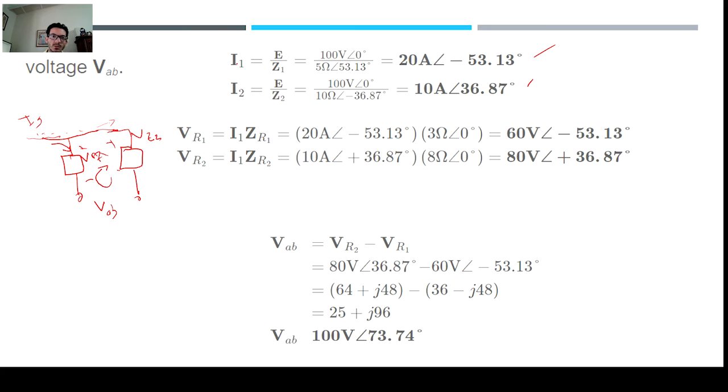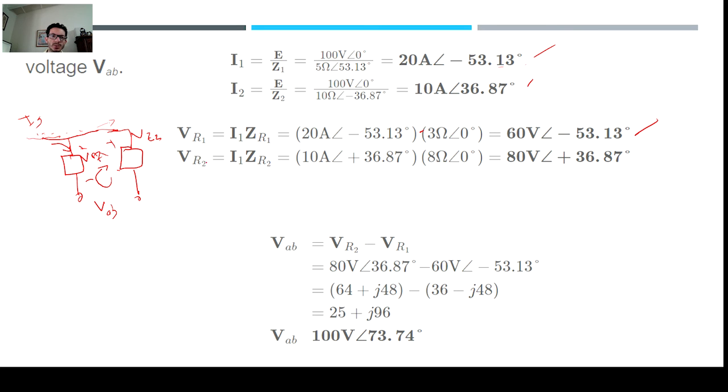Knowing the current through the first leg and the current through the second leg, we can compute the voltage through each element. For resistor 1, we simply do the current through the first leg times the impedance of resistor 1. That is 20 amps at negative 53.13 degrees times the value of the resistor, which is 3 ohms. That gives us a voltage of 60 volts at a negative 53.13 degrees offset.